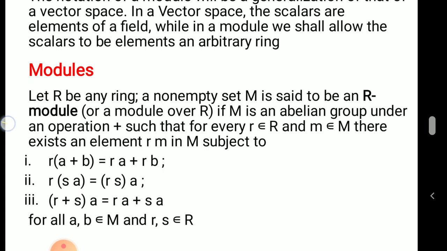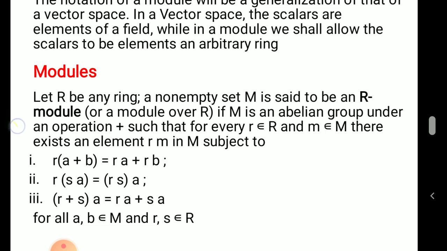Let R be any ring. A non-empty set M is said to be an R module, or a module over a ring R, if M is an abelian group under the operation addition, such that for every r belonging to the ring R and m belonging to M, there exists an element rm in M satisfying the conditions: first, r(a plus b) is equal to ra plus rb; second, (rs)a is equal to r(sa); third, (r plus s)a is equal to ra plus sa, for all a, b belonging to the set M and r and s belonging to the ring R.